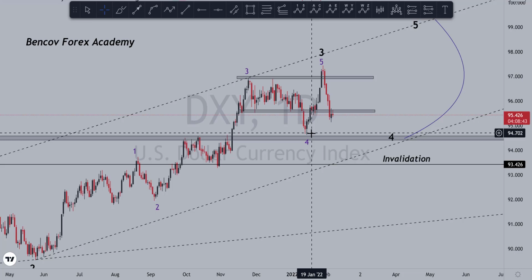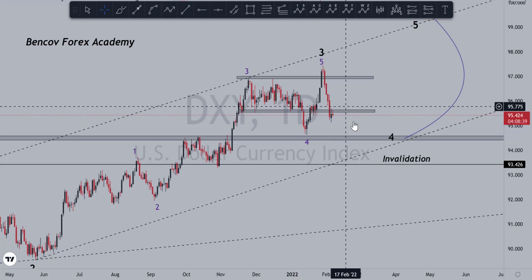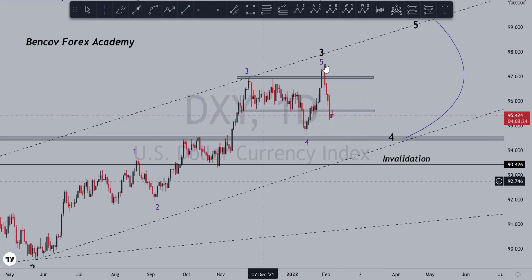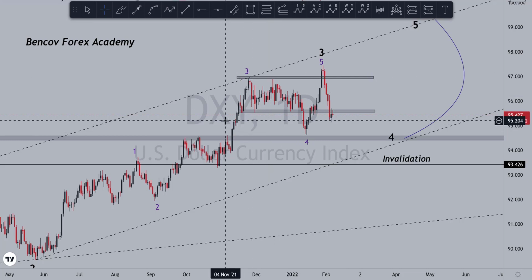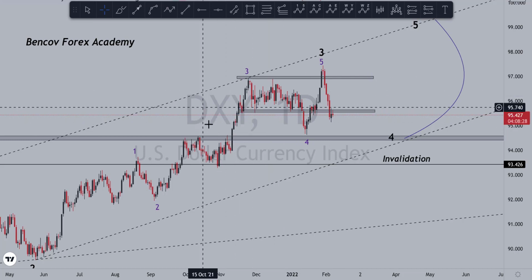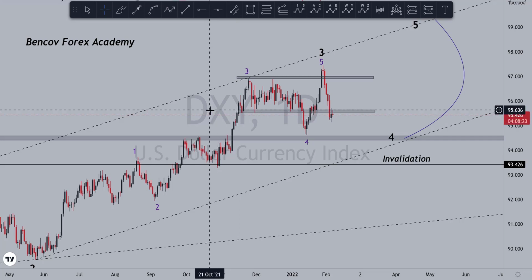So that's it for DXY. I'm bearish on DXY. In both situations, I'm expecting this to be going to the downside. So it's important that we understand this index. Why? Because it has a direct relationship with most of the major pairs. So let's just go through the next chart together.